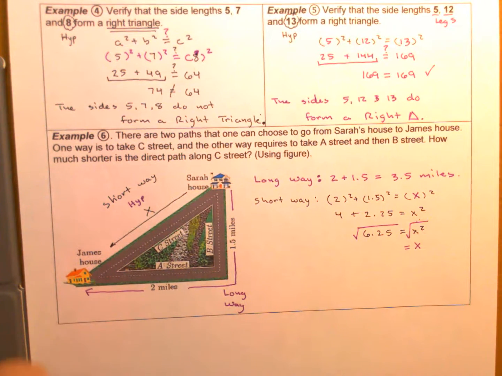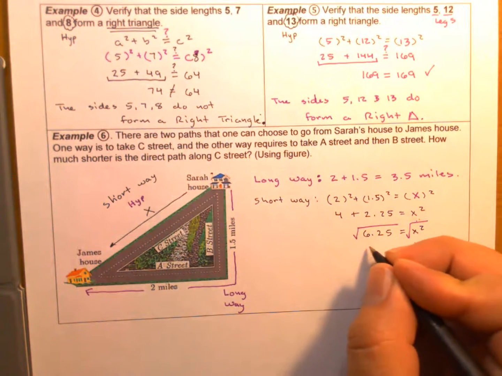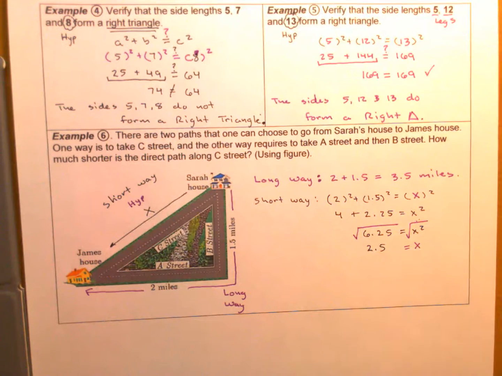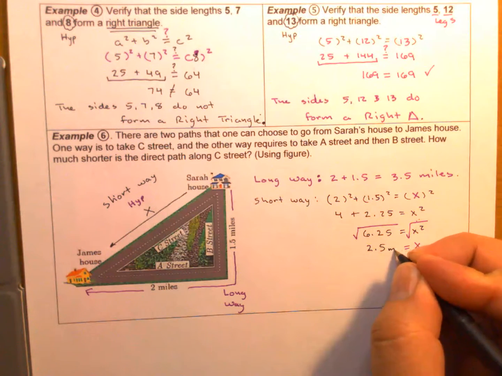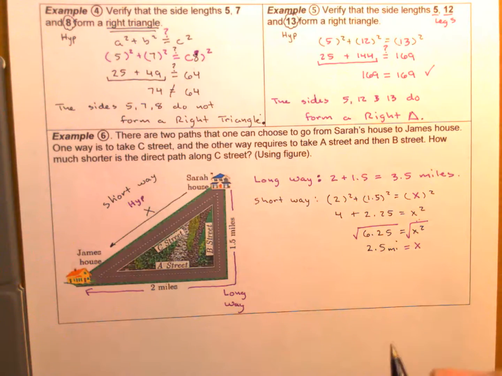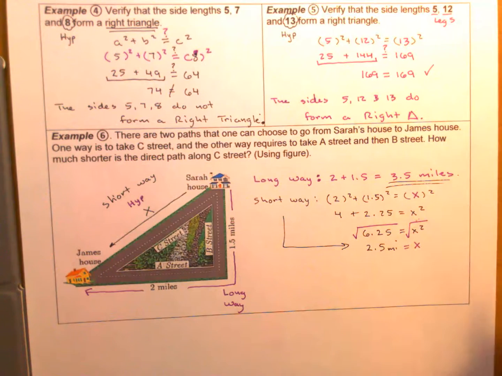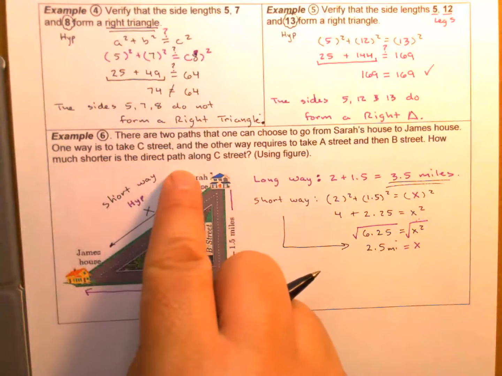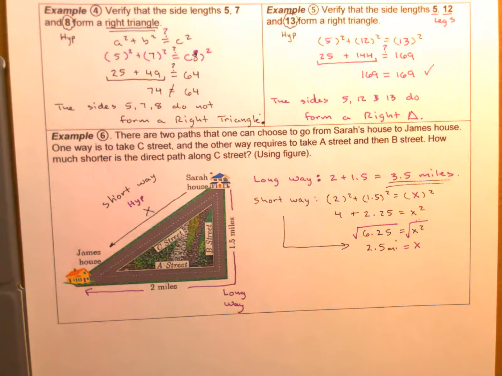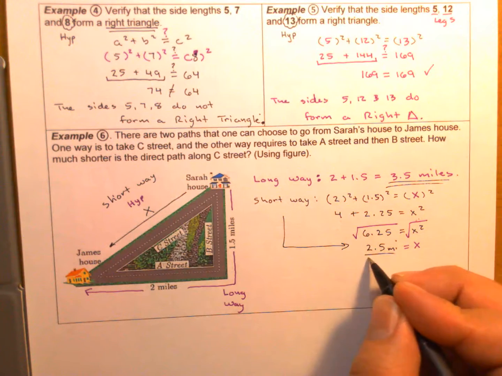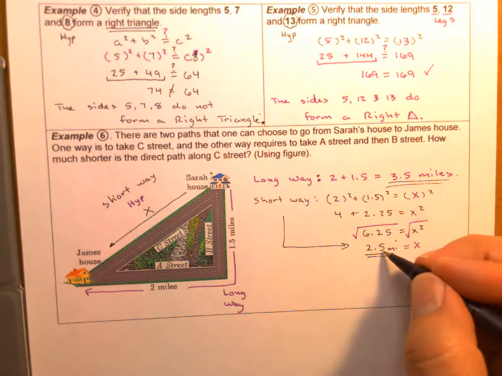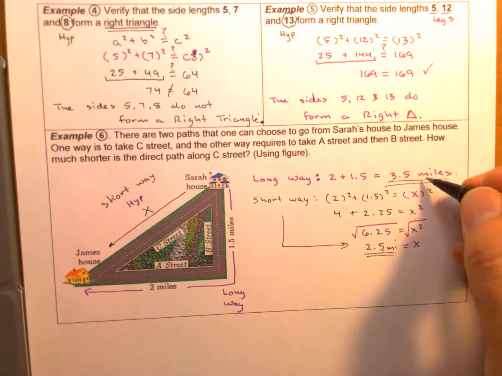And now we're just going to use a calculator. 6.25. I'm going to take a square root again. Feel free to use Desmos there. And I get 2.5. What was this in miles? So the short way is 2.5 miles. The long way was 3.5 miles. But notice the question they said, how much shorter is the direct path along C Street? So they're not asking for this answer right here. They're saying, how much shorter is this compared to this number?